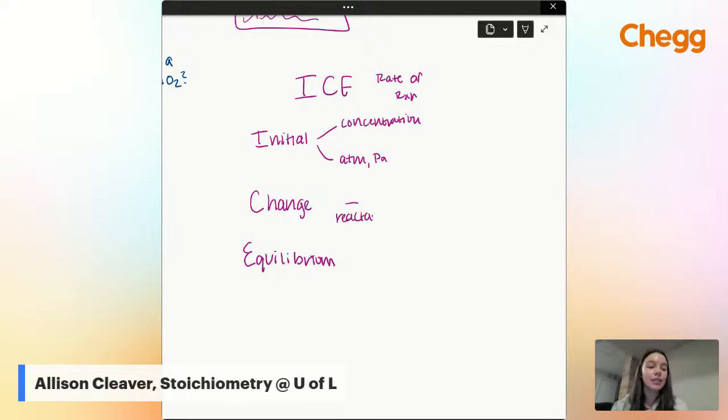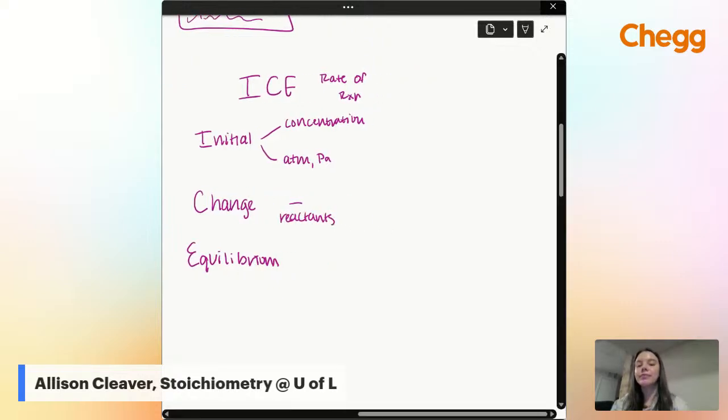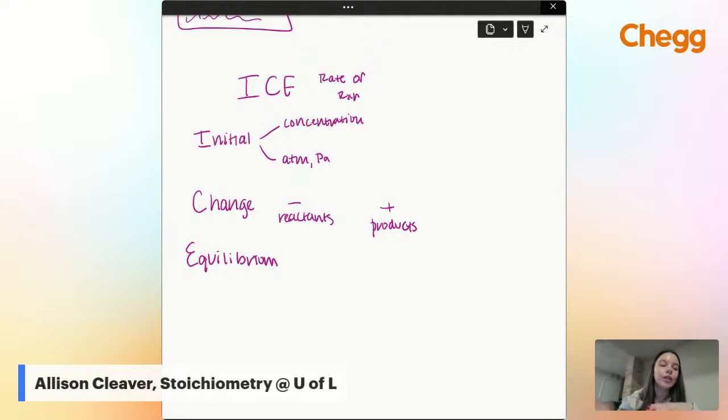So reactants are going away and products are being added. Now, this won't be the case all the time, but for chemistry, as a general rule, minus is reactants, plus is products. So that's kind of our overview.